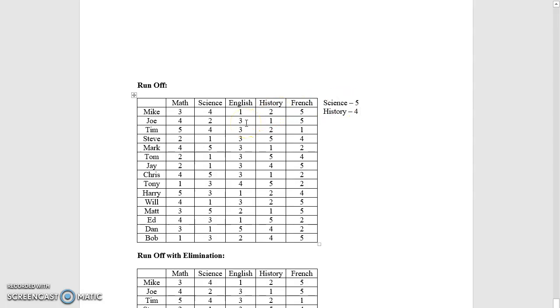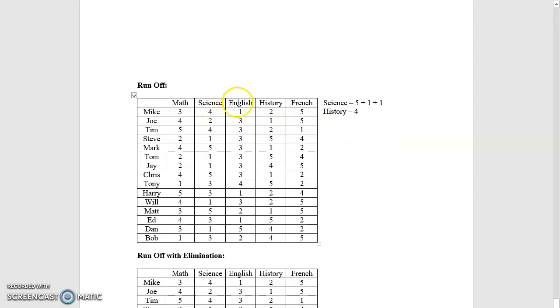So what I'm going to do is go to the first place votes for math, English, and French and redistribute. So in math, this first place vote would either go to science or history. Science is 3, history is 5. So science gets the vote. Here, science is 3, history is 4. So science gets the vote.